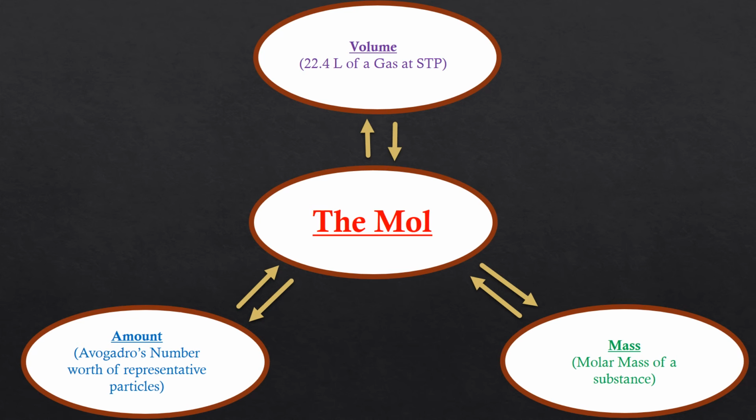This flowchart is going to be very useful. It's going to be important for you to be able to use because it's going to help you determine which conversion factors you need to use. Either Avogadro's number over here for amount, 22.4 liters of a gas for volume, and then the molar mass of a substance. It will also help you figure out if you need to find the molar mass and do that extra step. Sometimes you might not need to find the molar mass, so why waste that time?